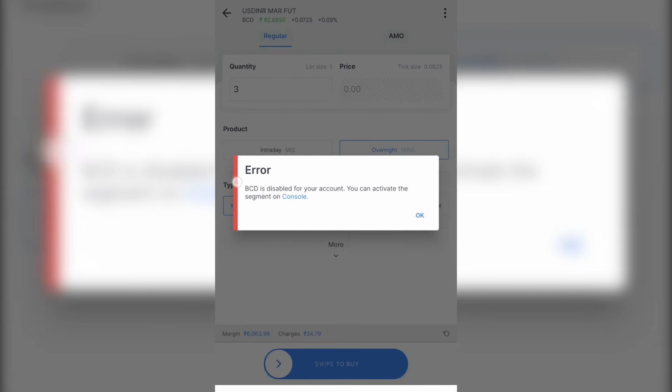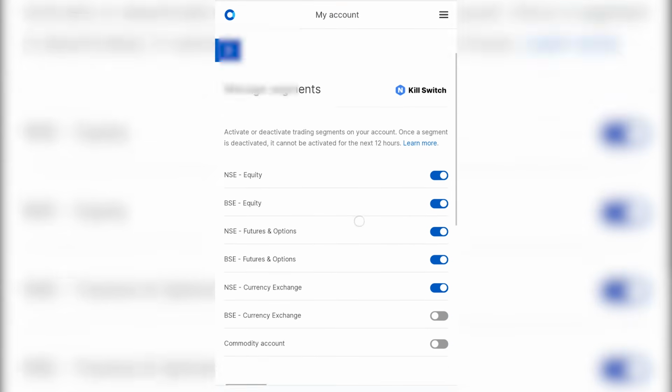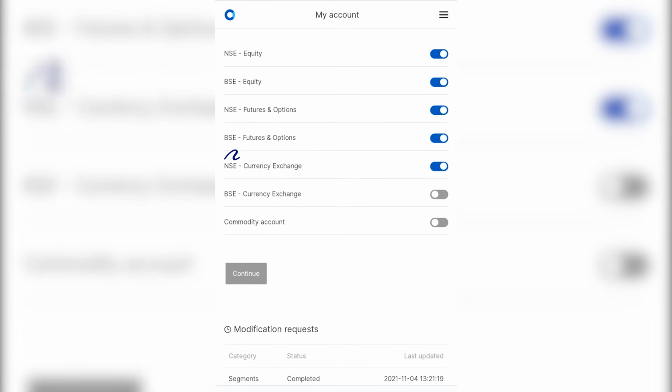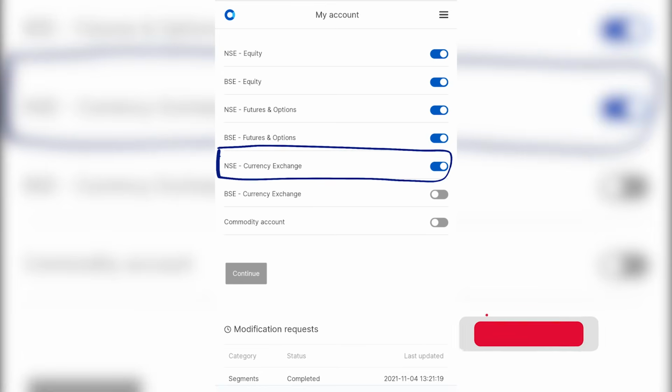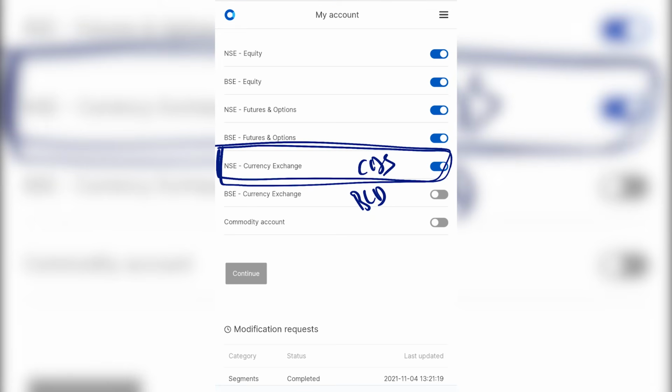Now, here is the thing. I thought that BCD is activated on this account, but it isn't. Let's quickly look at how to activate that as well. Let's go to console. Within console, there are different segments, as you may have seen, which we need to enable. Now, here is where I made a mistake. I had my NSE activated, but BSE was not activated. CDS was activated in my case. So let us take the same trade in NSE. Again, if you're wondering how to enable currency trading in your account, these are the options over here.